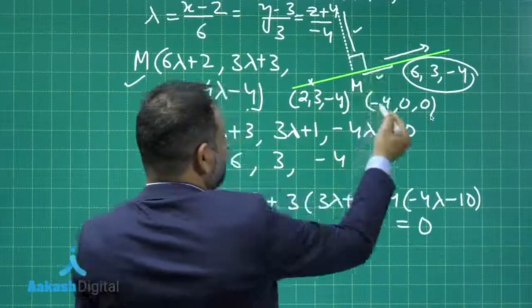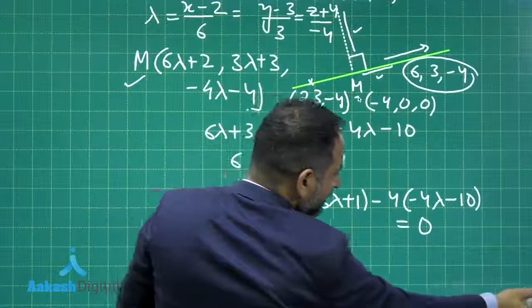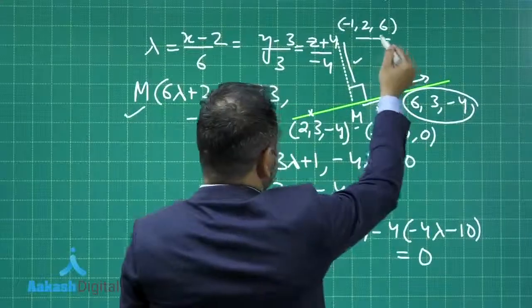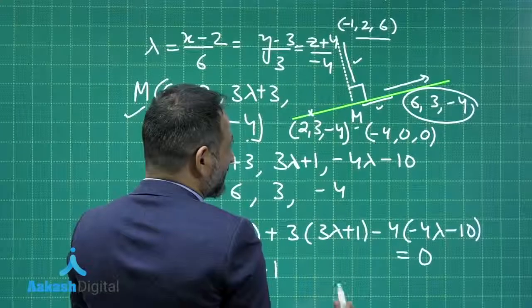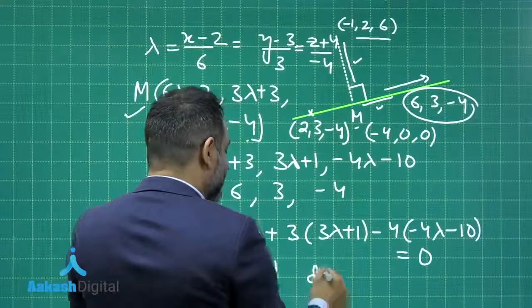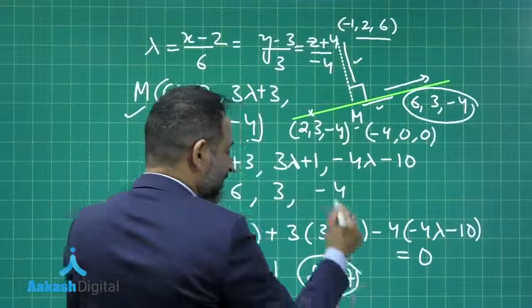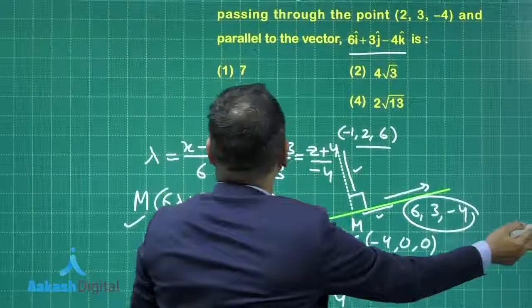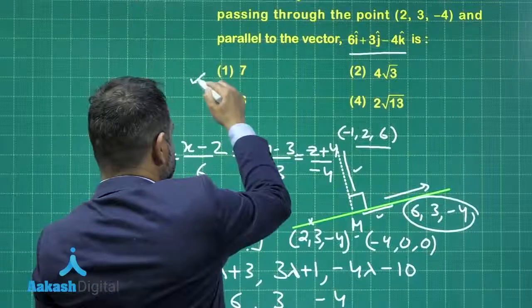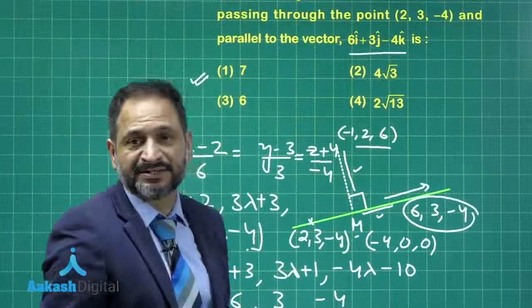So, the distance between M point and the given point, if you calculate, the distance will be easily calculated, and this distance d will come out to be 7. So, the correct option here is option number 1. So, this is where we are. This is the correct answer.